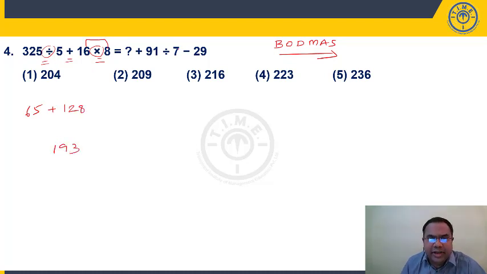Division and minus. First we need to do divide. 91 by 7 is 13. 13 minus 29 is minus 16. So x minus 16. x is equal to 193 plus 16. It is nothing but 209. 209 is present in the second option.